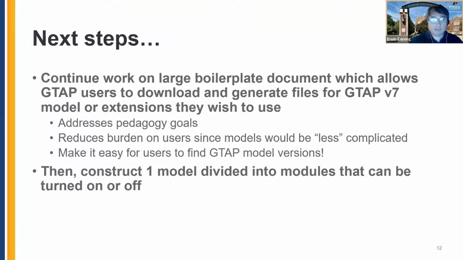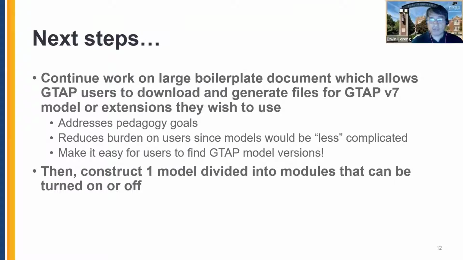So the next step, just to end this presentation, is to continue work on the large boilerplate document as I finish the remaining models that need to be ported into v7. That means adding GMIG and then GTAP-POV to that large boilerplate document.